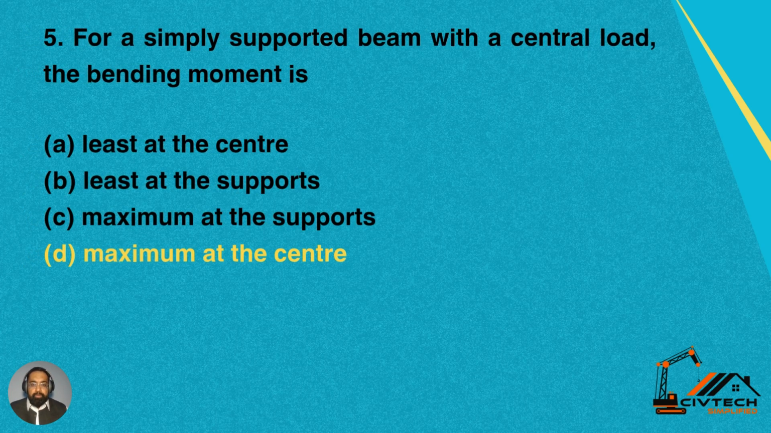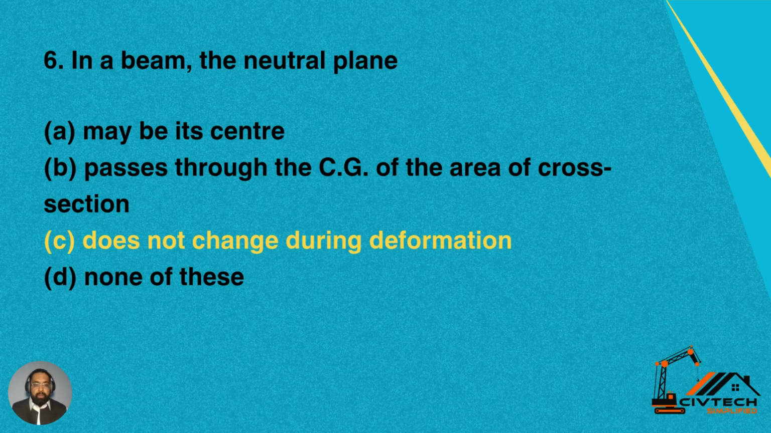Question 5. For a simply supported beam with a central load, the bending moment is: option A, least at the center; option B, least at the supports; option C, maximum at the supports; option D, maximum at the center. For a simply supported beam with a central load, the bending moment is maximum at the center. Option D is the correct answer for this question.